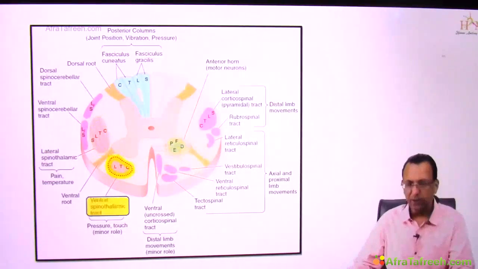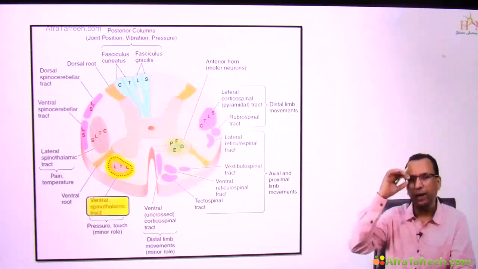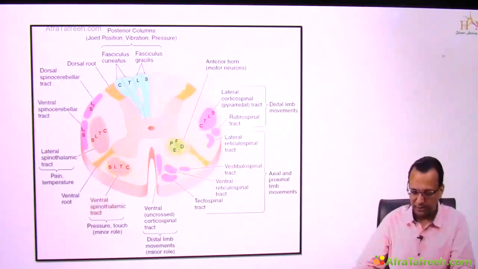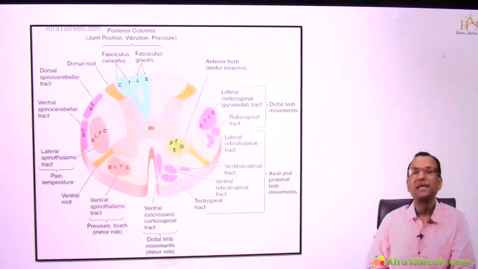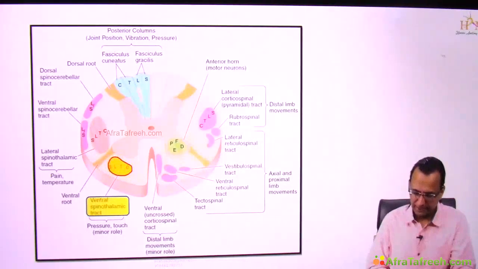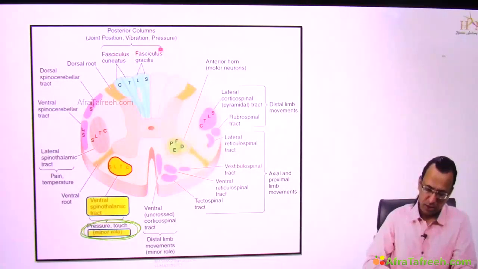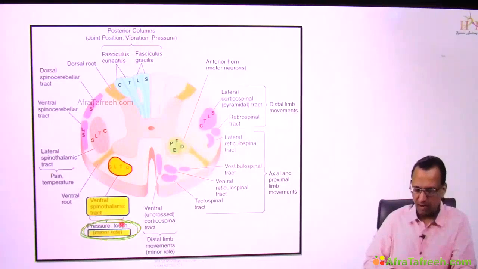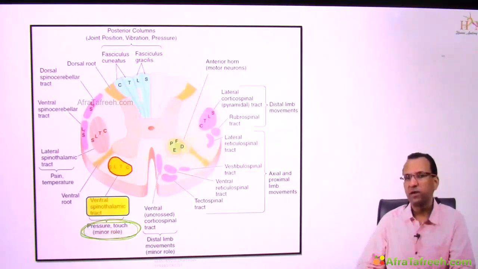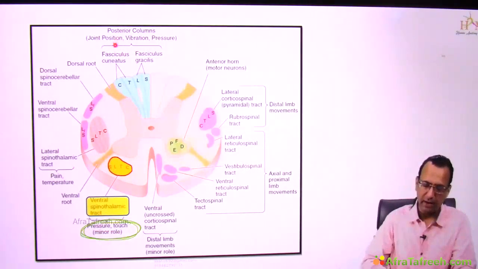What is the anterior spinothalamic tract carrying? The anterior spinothalamic tract is also running contralateral and it is carrying the crude sensations, like what? Like touch and pressure. But touch and pressure is already carried by the dorsal column. Yes, it is, but it has a minor role. What do you mean by minor role?